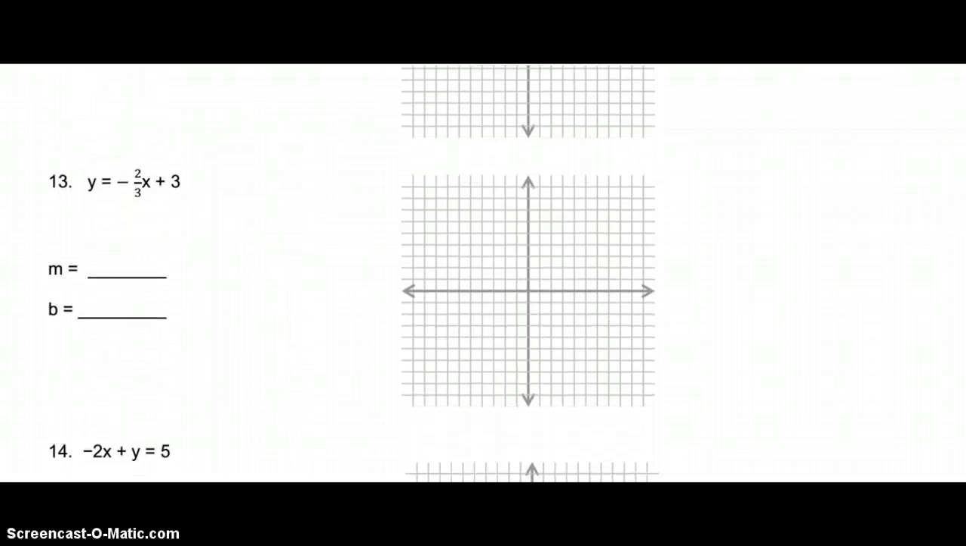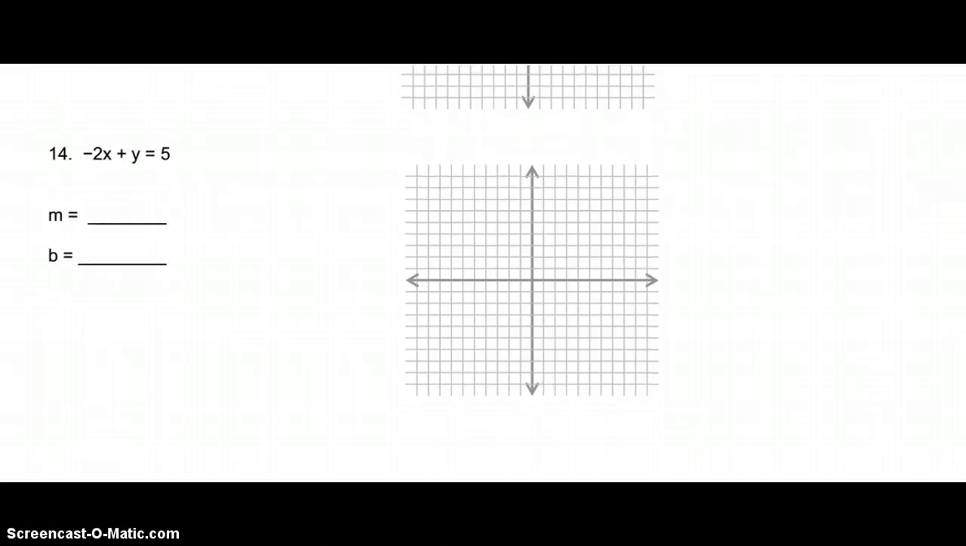Number 13, same thing. It is in the right format already. So if you just put that on top, you'll see what your m is, what your b is, and this is a faller. So when you go to do your graphing, you're going to fall and then run on this one because it is a negative number.